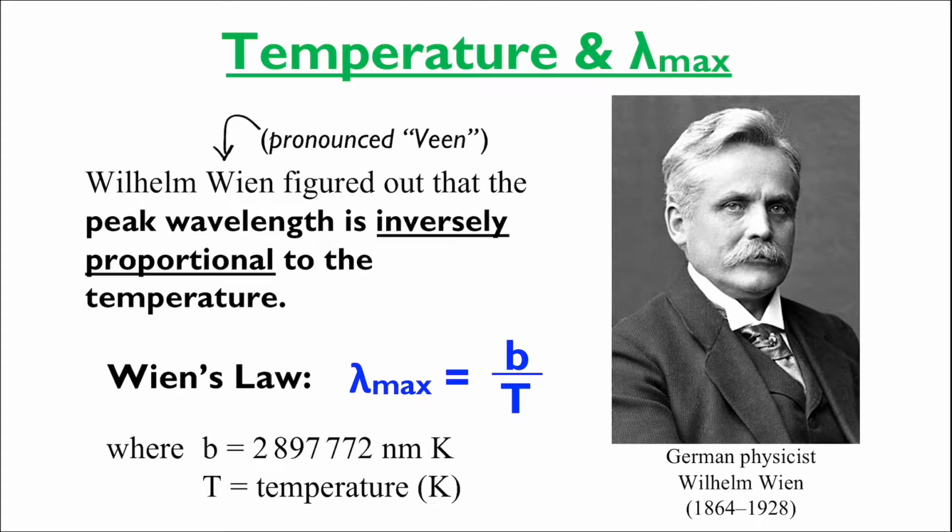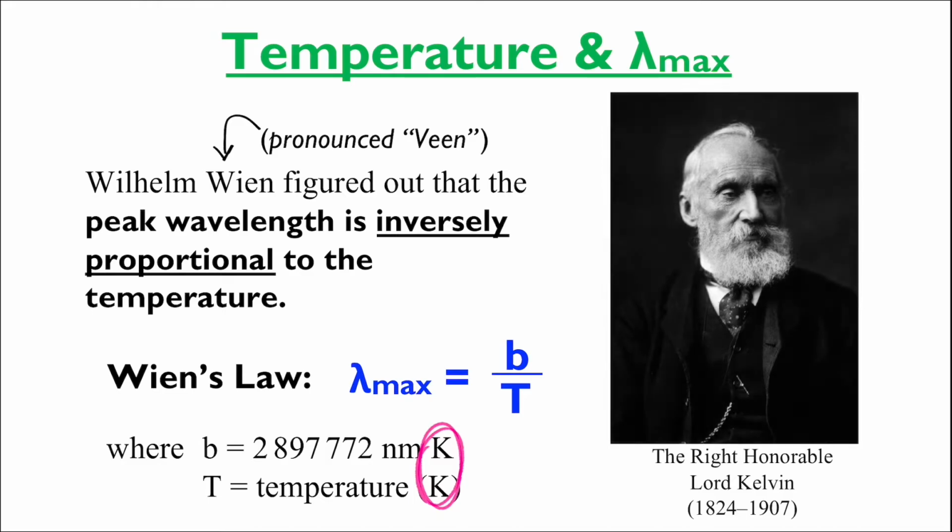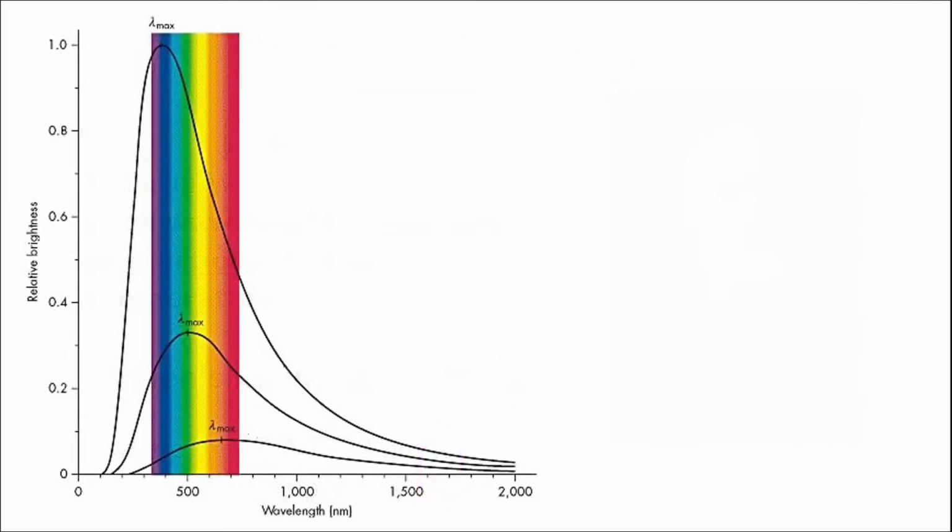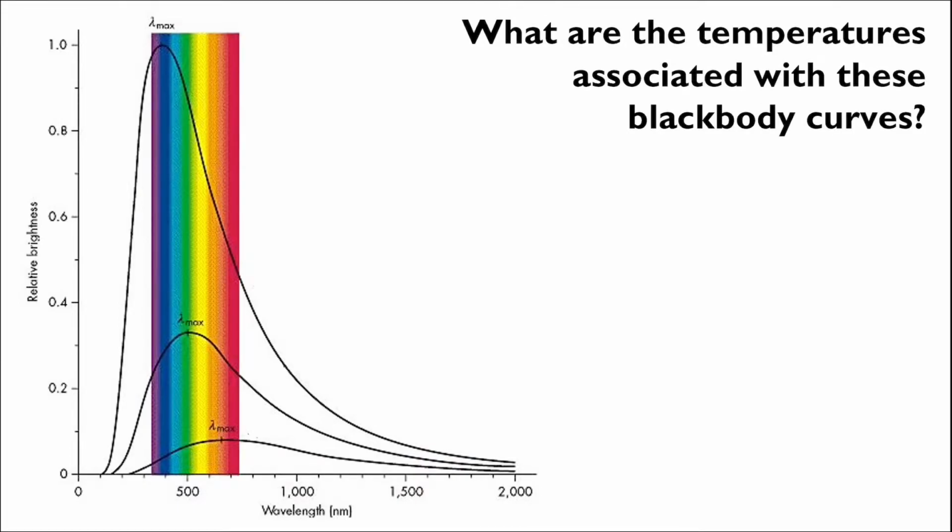Now, we're already familiar with nanometers, but the unit used to express temperature measurements in SI units and in astronomy is the Kelvin, named after the Right Honorable Lord Kelvin, who made a lump sum of contributions to various fields of science. Let's use Wien's law in determining the temperatures associated with these blackbody curves.